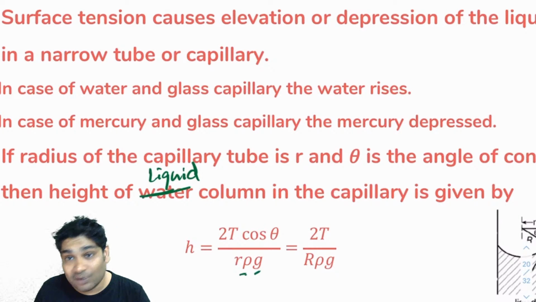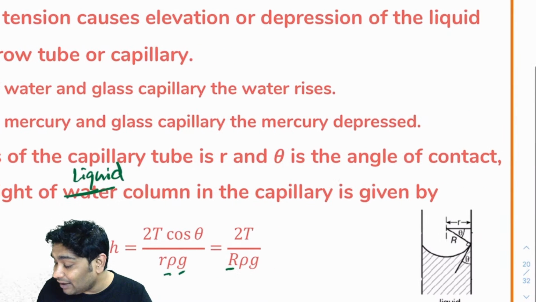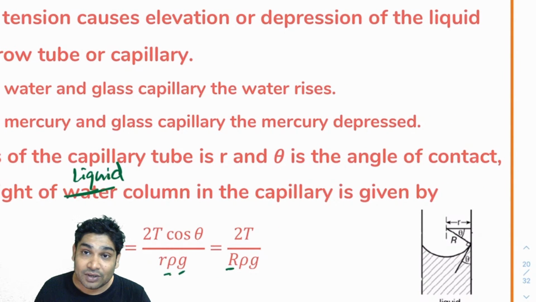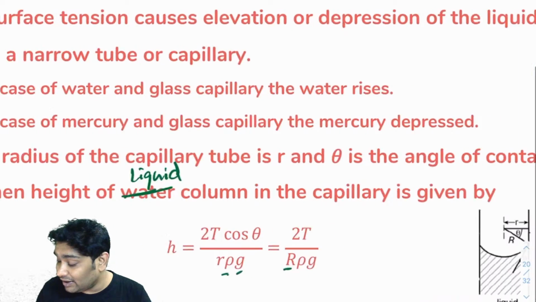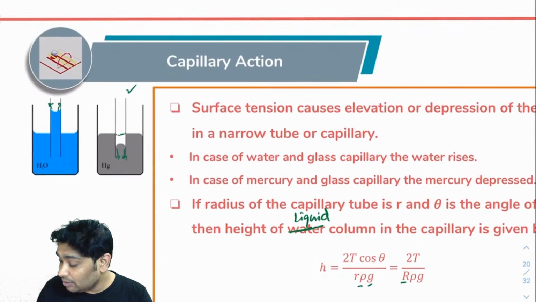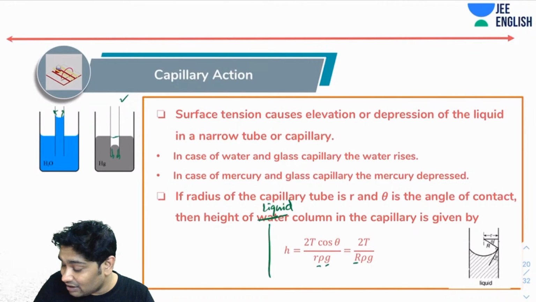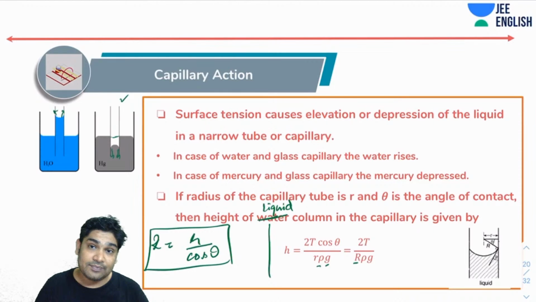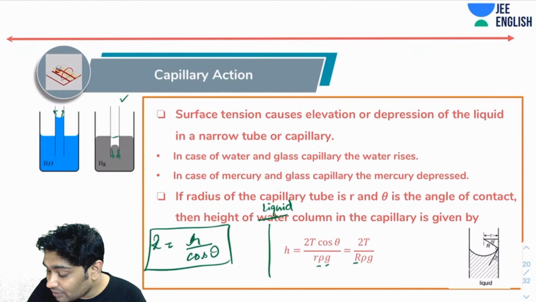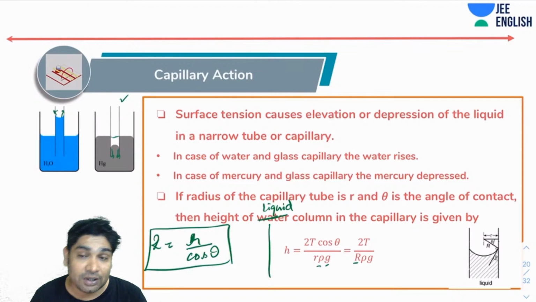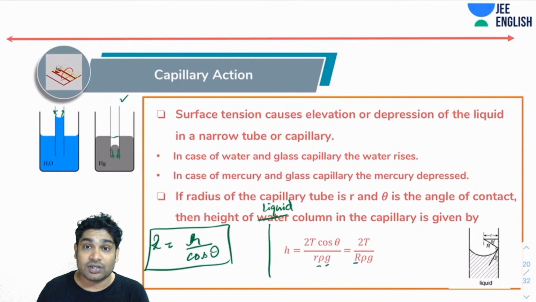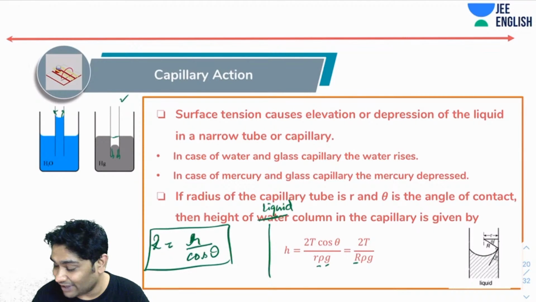Alright. Now this can also be written as this, where capital R is the radius of curvature of the meniscus. Okay, so this is another very, very important result that you should remember, because a lot of JEE Advanced questions are solved using this: capital R equals small r over cos theta, where capital R is the radius of curvature of the meniscus, small r is the radius of the capillary tube, and theta is the contact angle. Please remember this equation. This gets used in a lot of JEE Advanced problems if you look at their solutions.